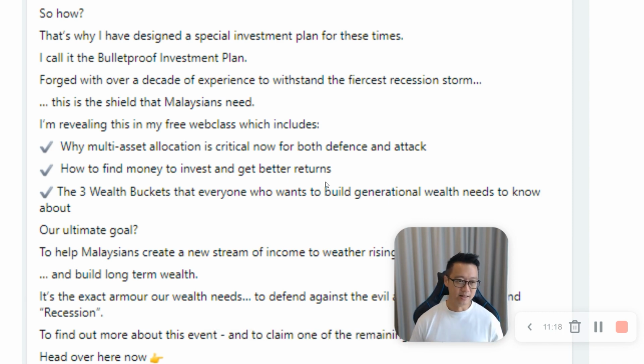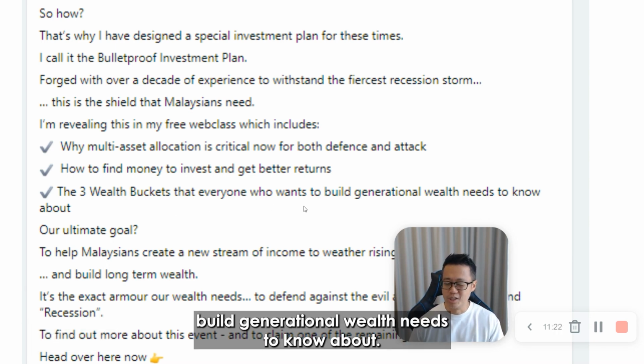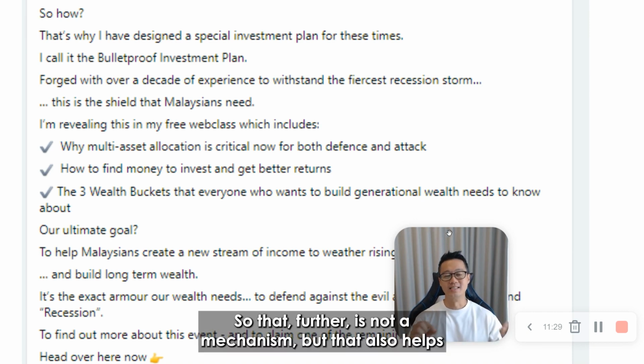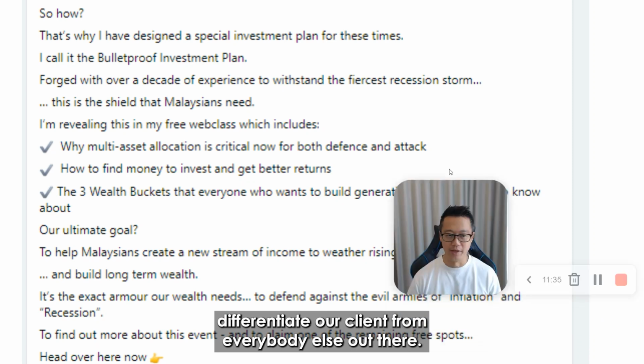And the three wealth buckets that everyone who wants to build generational wealth needs to know about. So that further is not a mechanism, but that also helps differentiate our client from everybody else out there.